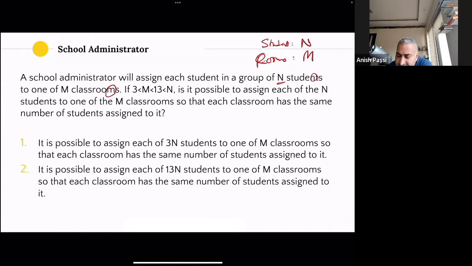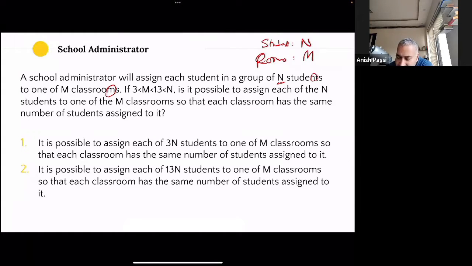If 3 is less than m, less than 13, less than n. Okay. Number of classrooms is between 3 and 13, not inclusive. Number of students is more than 13. That makes sense. A school that has more classrooms than students would be a very weird school, right? Typically, schools have more students, fewer classrooms. That makes sense. I have some specific restrictions between 3 and 13, more than 13 and all that.